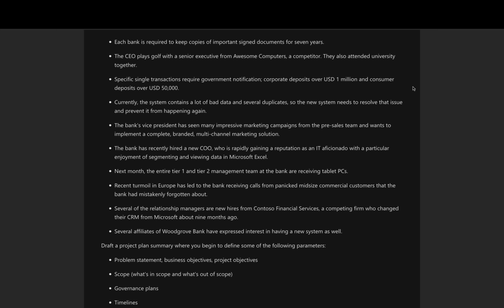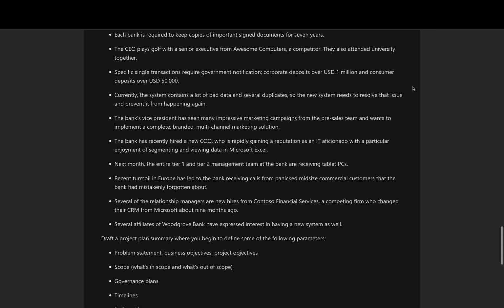Currently, the system contains a lot of bad data and several duplicates, so the new system needs to resolve that issue and prevent it from happening again. The bank's vice president has seen many impressive marketing campaigns from the pre-sales team and wants to implement a complete, branded, multi-channel marketing solution. The bank has recently hired a new COO, who is rapidly gaining a reputation as an IT aficionado with a particular enjoyment of segmenting and viewing data in Microsoft Excel. Next month, the entire Tier 1 and Tier 2 management team at the bank are receiving tablet PCs.